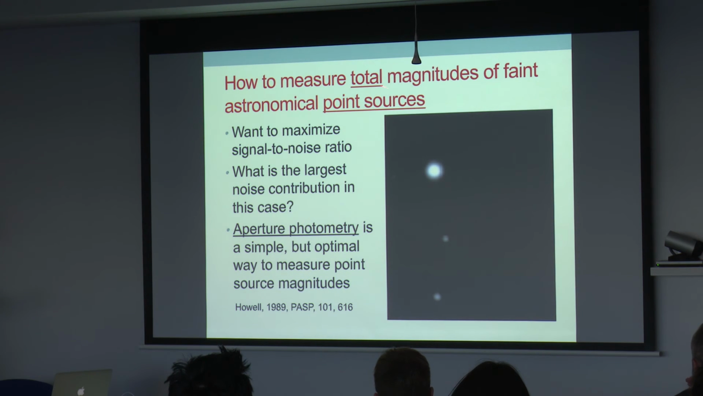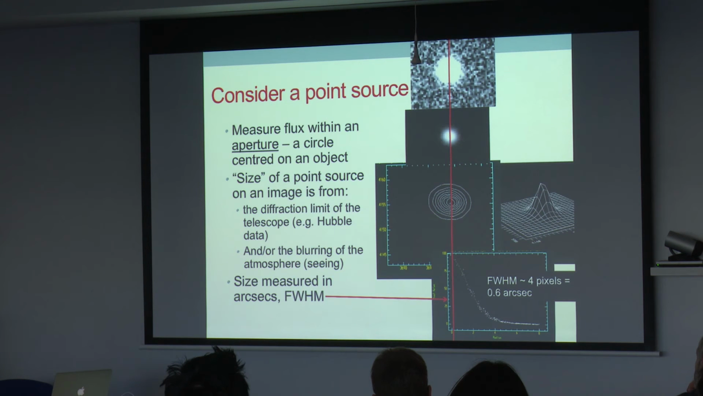So the objective is to measure the total magnitude of, let's say, that source right there, of relatively faint point sources. You want to maximize the signal to noise ratio. You want to make sure you have a very secure measurement. And so you need to, again, think about what's the noise, what actually contributes to that, and try and minimize that as much as possible. The technique I'll talk about is called aperture photometry. It's quite simple, but it's a very common technique to use.